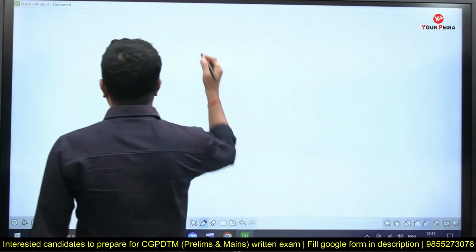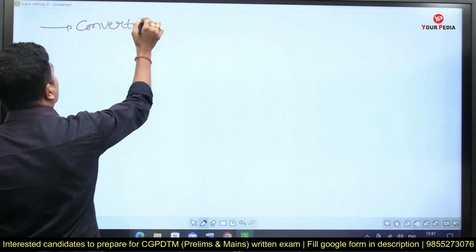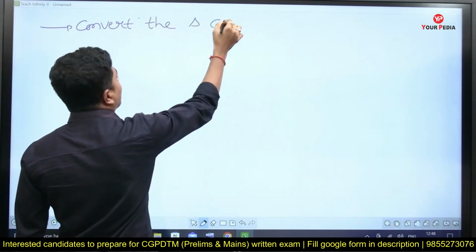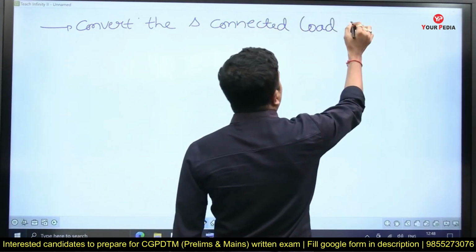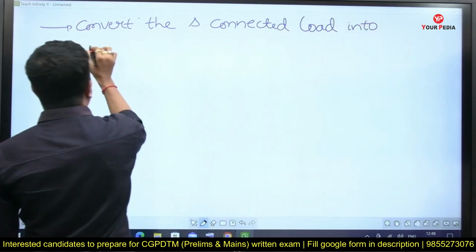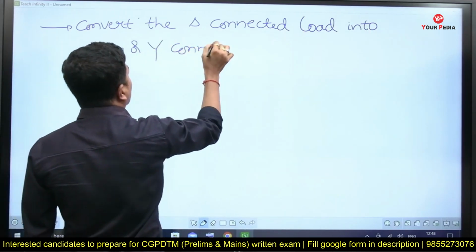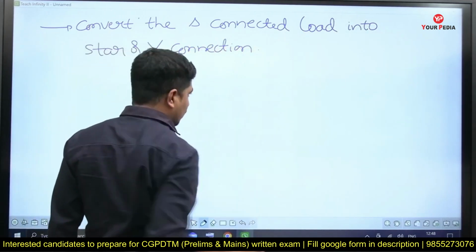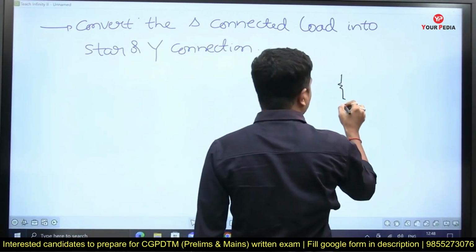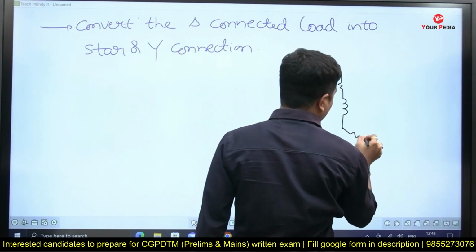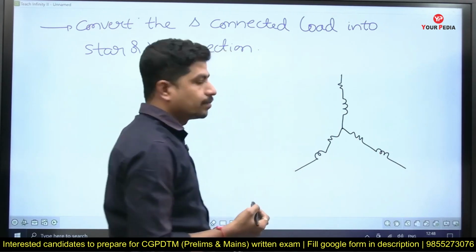Now convert the delta connected load into star connection, or Y connection. Star is also called Y connection. Converting it, now I will draw the load. Observe: load resistance, load reactance, load resistance, load reactance, load resistance, load reactance, right?